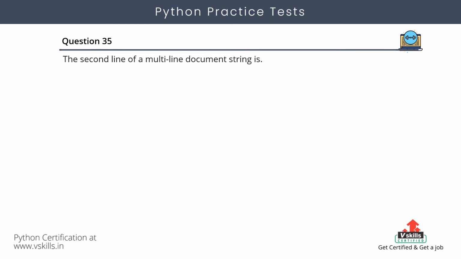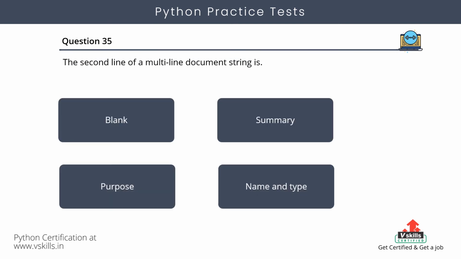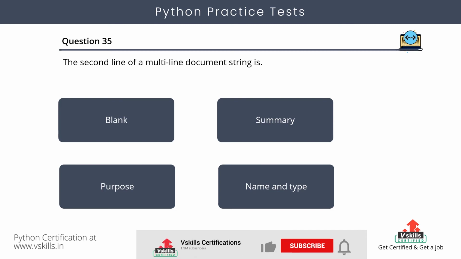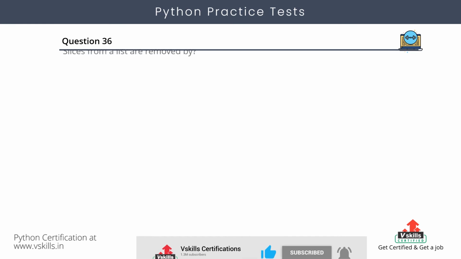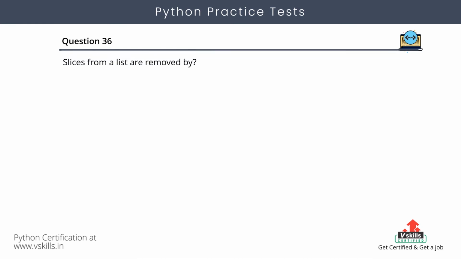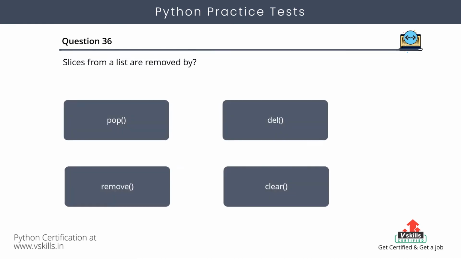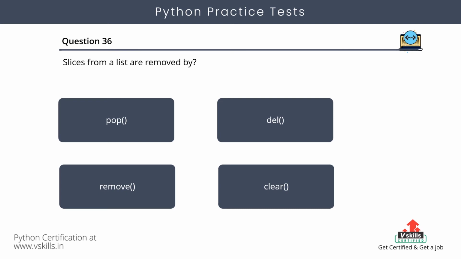Question 35. The second line of a multi-line document string is? The correct answer is option A. Question 36. Slices from a list are removed by which of the following? The correct answer is option B.